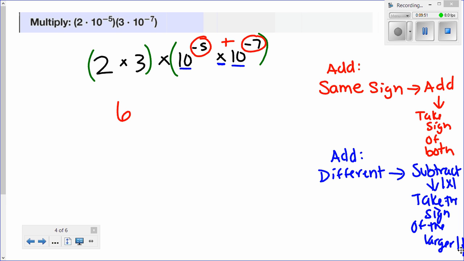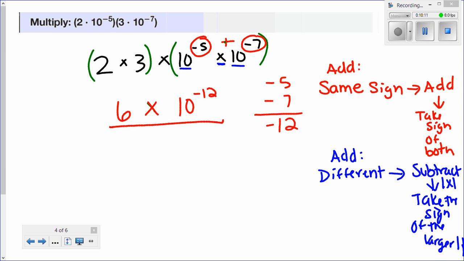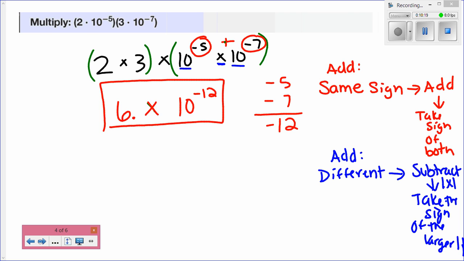So here we're adding same sign. So we are going to put our multiplication down here. We're going to put our same base. And when we add the same sign, we have -5 and -7. The same sign, so we're going to add them. 5 plus 7 is 12, and we're going to take the sign of both of them. Do we have proper scientific notation? Yes, we do, because there is only one number to the left of our decimal, one natural number. Moving on, we're almost done.